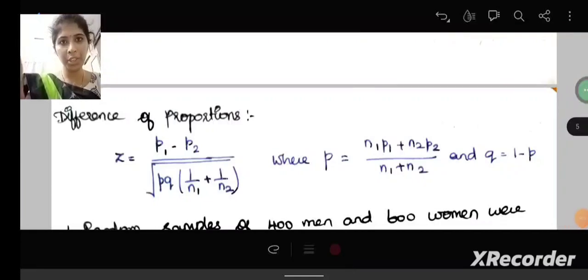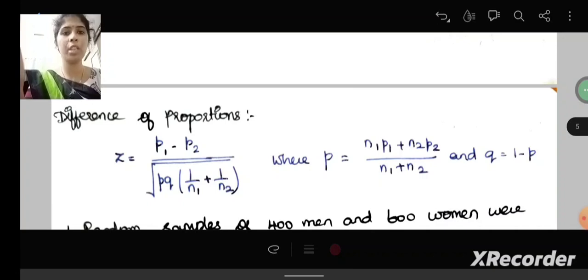Everyone. As the continuation of the lecture series, today we are going to see the test of significance of difference of proportion. In the last class we saw the test of significance of a single proportion, that is, we had only one proportion, whereas here we will have two samples. Therefore we are going to compare the proportions of the two samples.